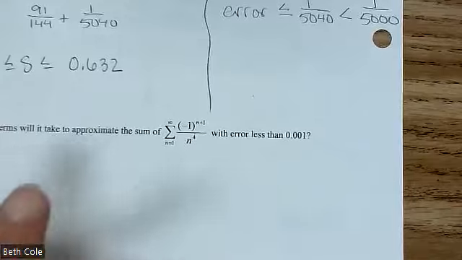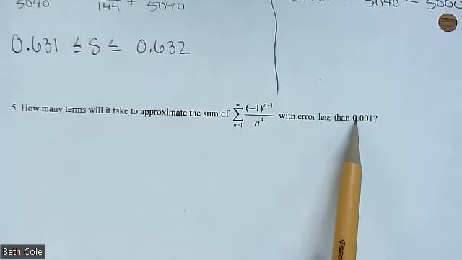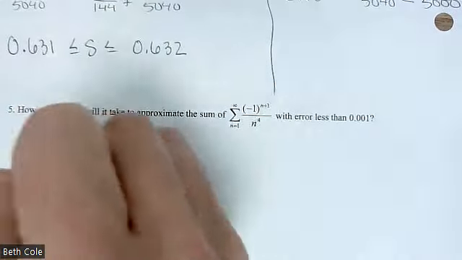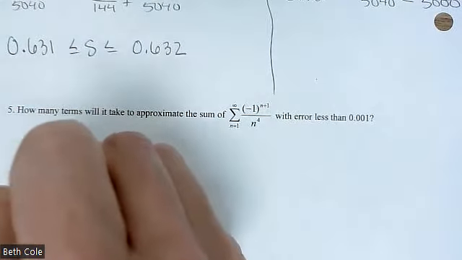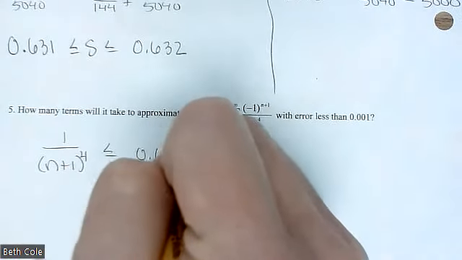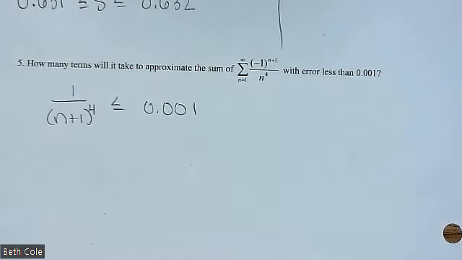Let's just try one more. This one's a little bit backwards. How many terms will it take? So instead of being given n, that's what they're asking for. How many terms will it take to make sure that our error for this is less than 0.001? So what we're going to do is plug in n plus 1. And again, you can ignore the alternating parts. I'm not going to use that. We're going to plug in n plus 1, and our error will be less than 0.001.